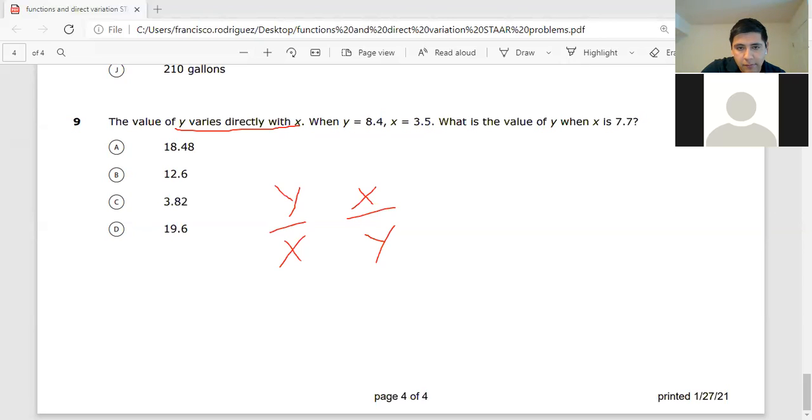I think x over y. X over y? Okay. So if we set up x over y, I want you guys to think about how we would set up this equation. The question says when y is equal to 8.4, x is equal to 3.5. So what is the value of y when x is 7.7? Let's think about it. How would we set that up?